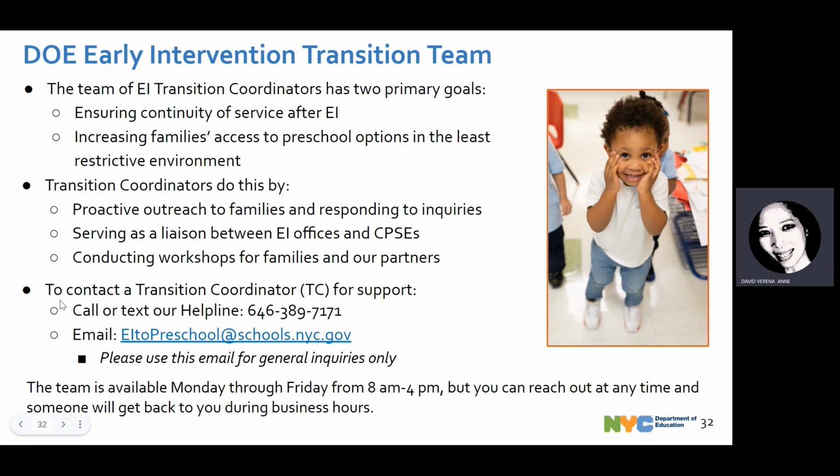To contact a transition coordinator or TC for support, you can call or text our helpline at 646-389-7171 or email EI to preschool@schools.nyc.gov. Remember that this email is for general inquiries only, and if you have issues with DTS, use the preschool sped systems help at schools.nyc.gov email. When you reach out to a transition coordinator, the team is available from Monday through Friday from 8 a.m. to 4 p.m., but you can reach out at any time and someone will get back to you during business hours.